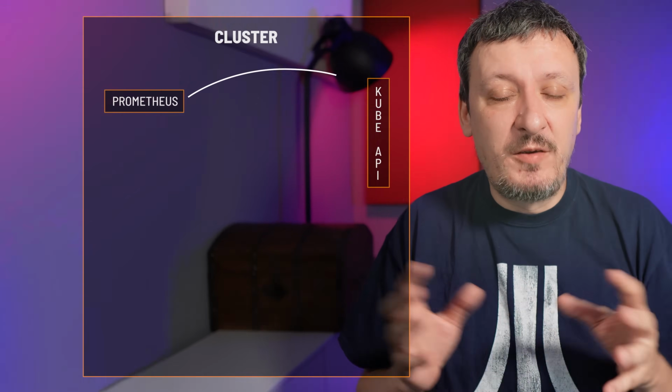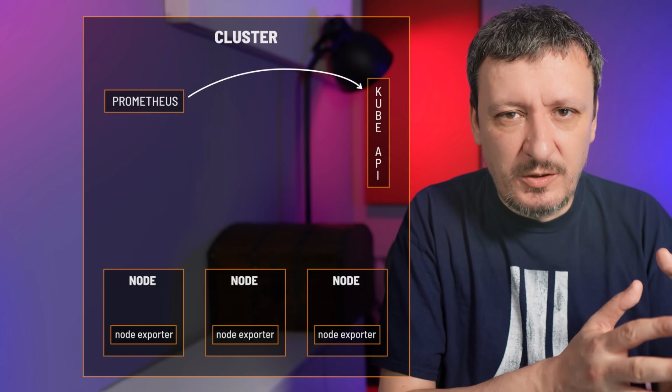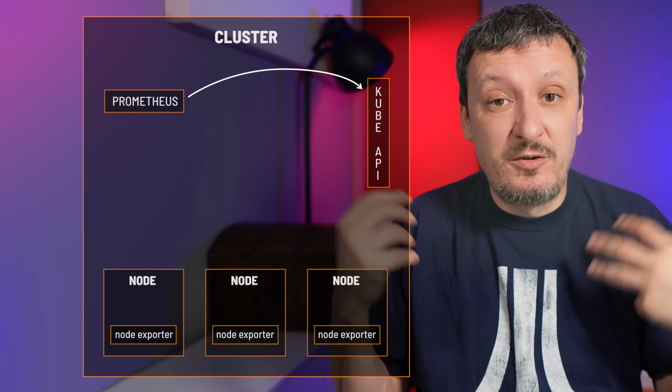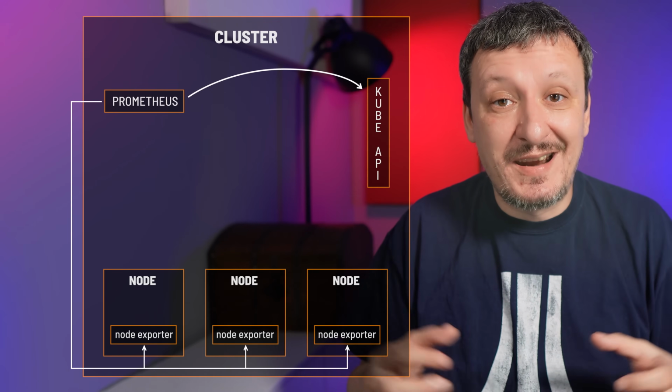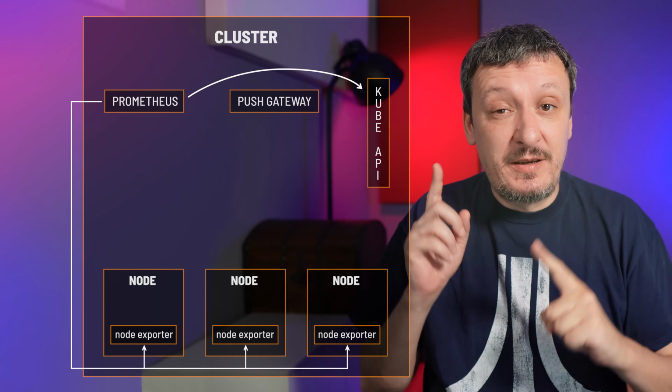So apart from Prometheus, which is already running in a cluster and it is fetching metrics from Kubernetes API, we also got node exporters. There is one node exporter on every single node of the cluster, and Prometheus is getting metrics from there as well. Further on, we got push gateway. Now, push gateway is interesting.